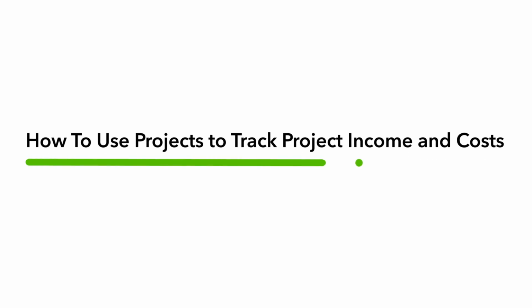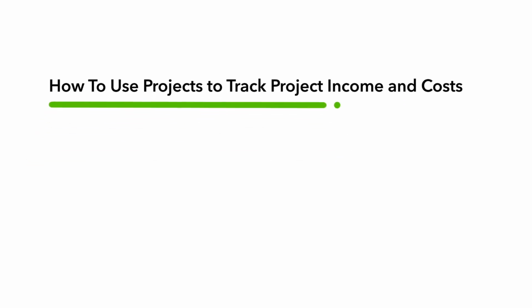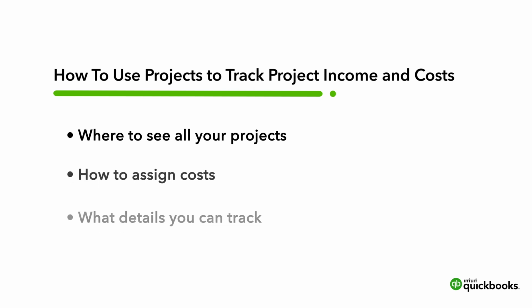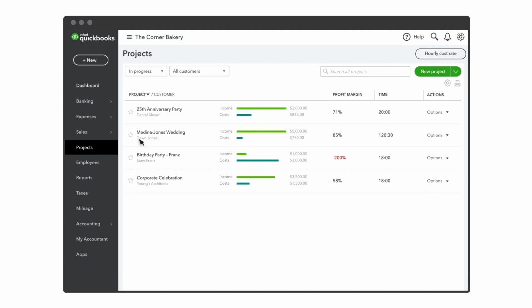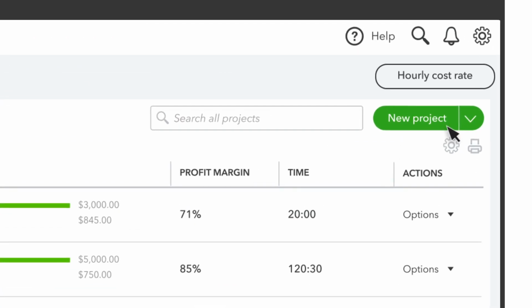Projects let you track income, material costs, and labor expenses for the work you do. This video will give you an overview of projects, including where to see all your projects, how to assign costs, and what details you can track. You can create a new project anytime you want to track the profitability of something your company is doing.